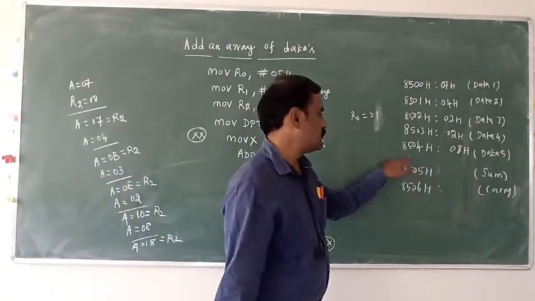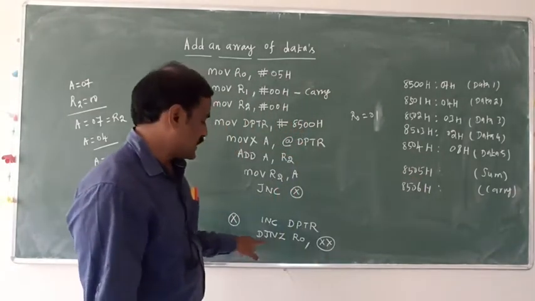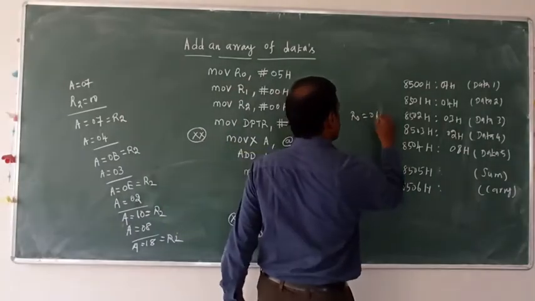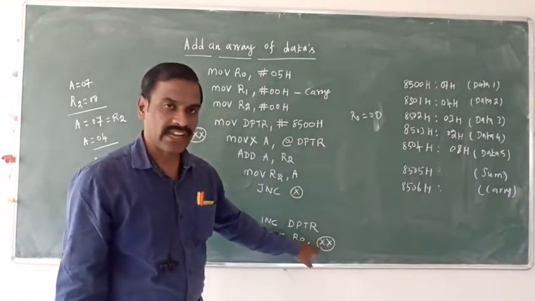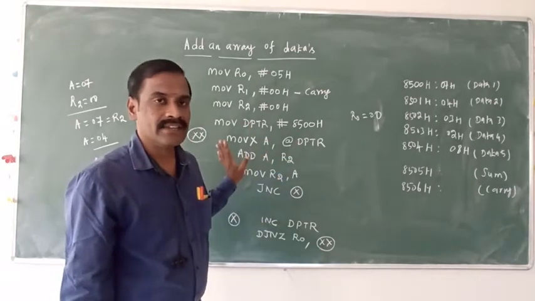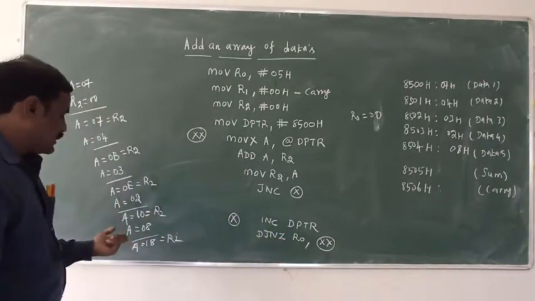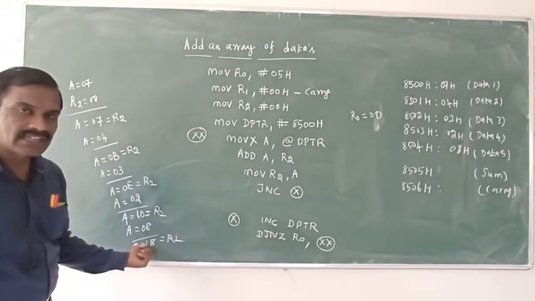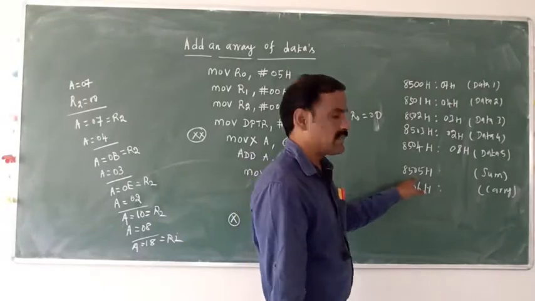Now the data pointer will be incremented to the 8505 address location, and then decrement register R0. Now register R0 will be 00. Now this condition will be unsatisfied. Unsatisfied means all the data is added. So in the accumulator the result will be available, that is the sum. The sum result we can store at this memory address location.